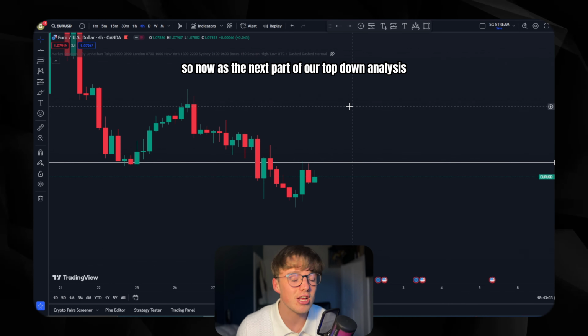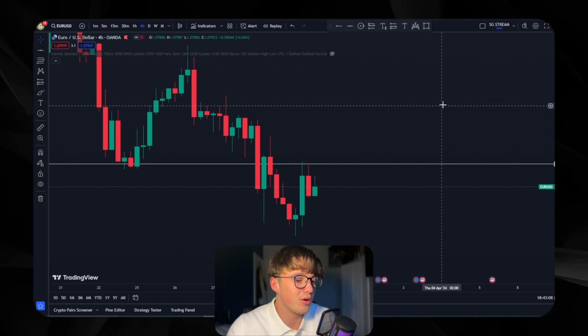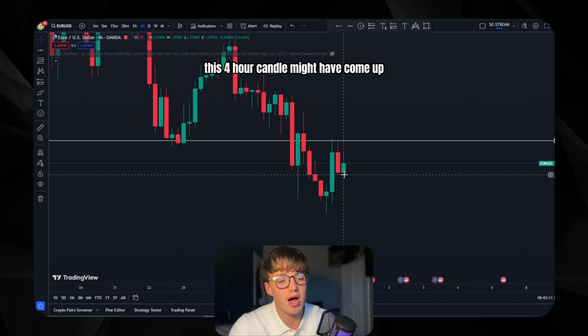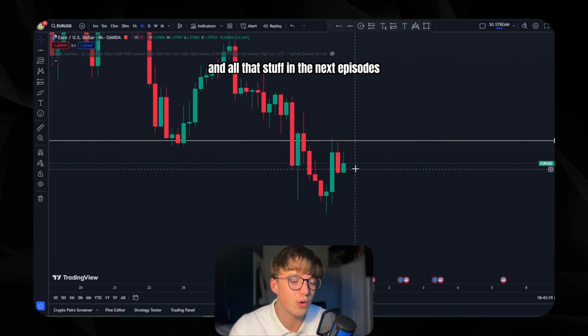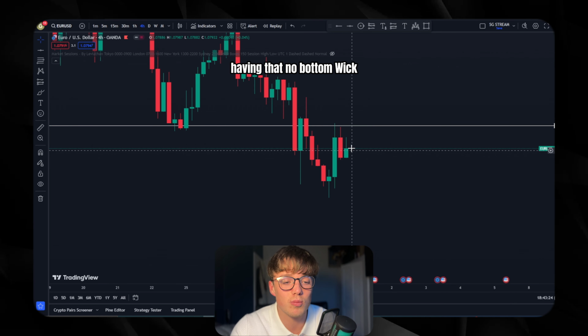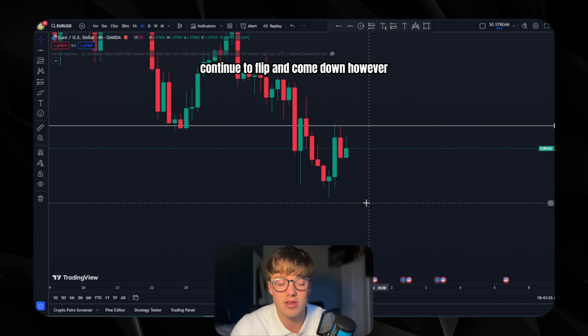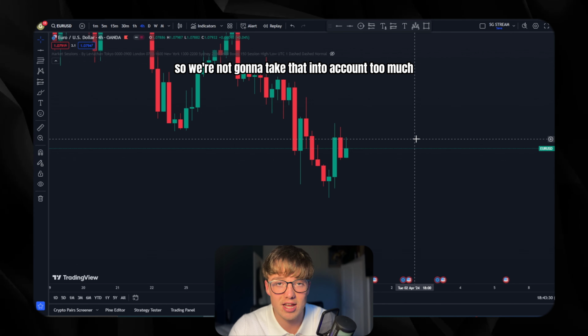So now, as the next part of our top-down analysis, we are going to be looking at the 4 hour. Now, if the market was open, we'd be saying, right, this 4 hour candle might have come up, grabbed liquidity, and be looking to flip. We'll discuss price action and all that stuff in the next episodes, but for now, having that no bottom wick could be an indication that we were going to continue to flip and come down. However, the market is now closed, so we're not going to take that into account too much.